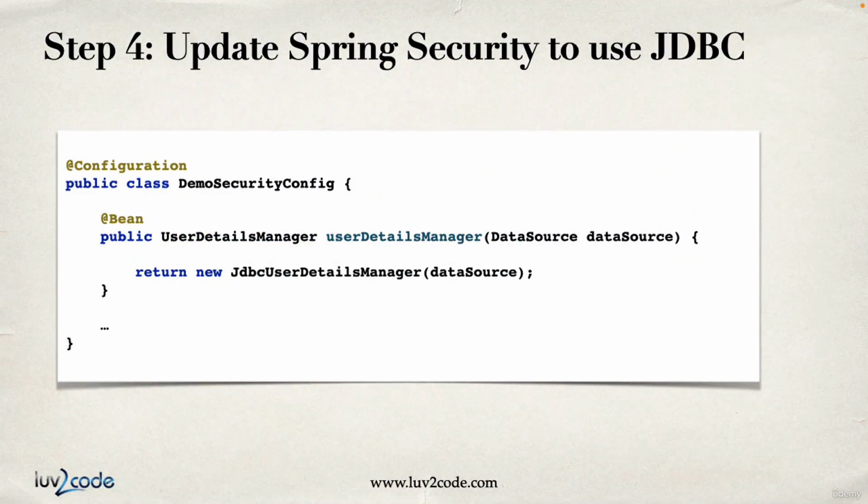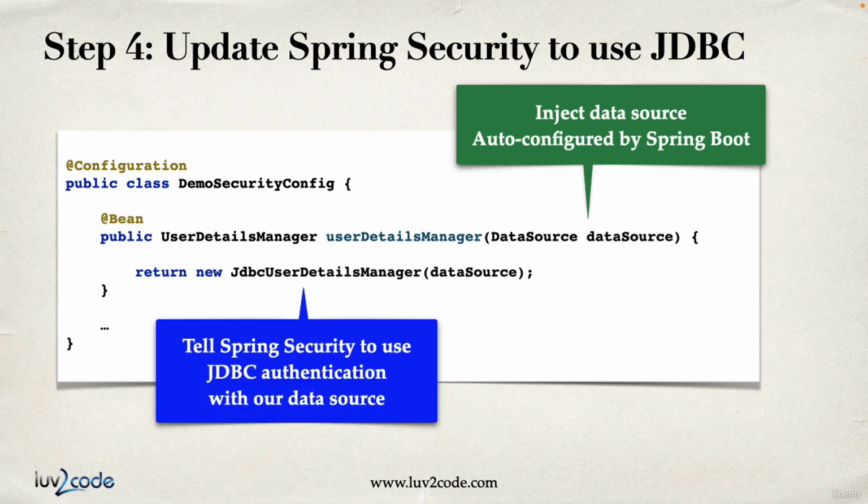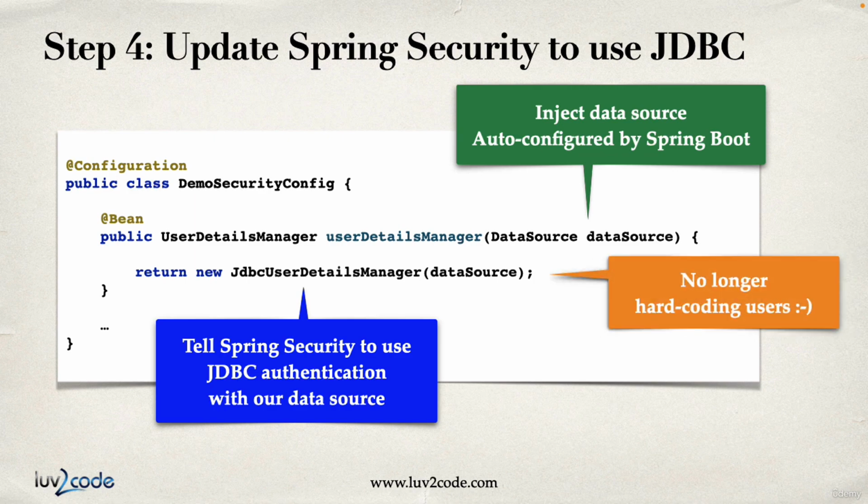And now I can move into my demo security config. This is where I'm telling Spring Security to use JDBC authentication. And then I inject the data source. This is the one that's auto-configured by Spring Boot. And then I tell Spring Security to use JDBC authentication with our data source. And the really nice thing here is that we're no longer hard coding the users. We're actually reading the users and roles from the database.